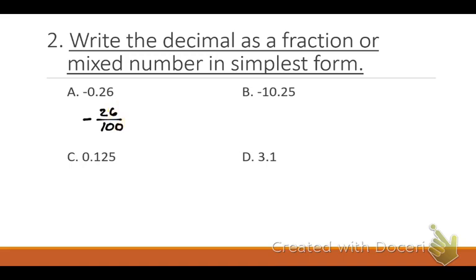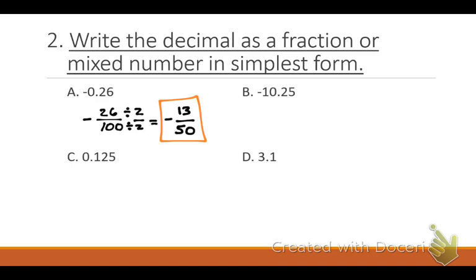Show me that you are going to divide by 2 on top and on bottom. Now we know the answer is a negative, what's 26 divided by 2? 13, and what's 100 divided by 2? 50. So what is our answer? Negative 13 over 50. Okay, is there anything else that can go into a 13 that can also go into a 50? No, and that's how you know that you are in simplest form.